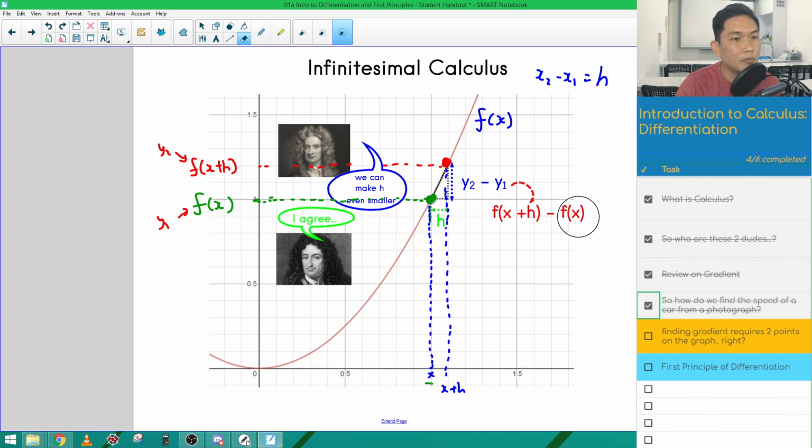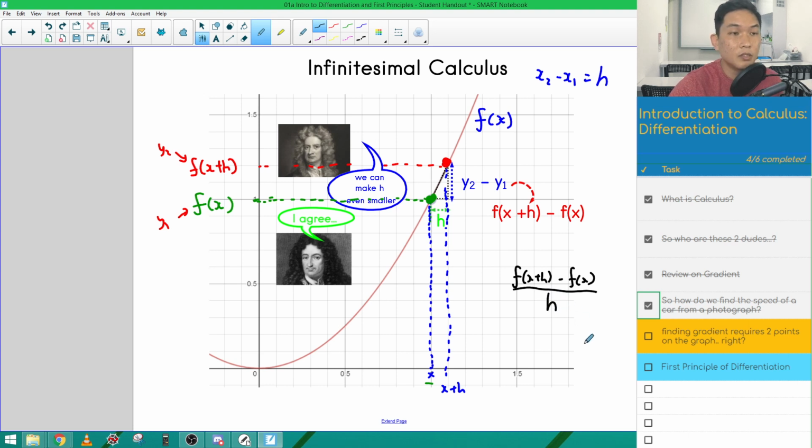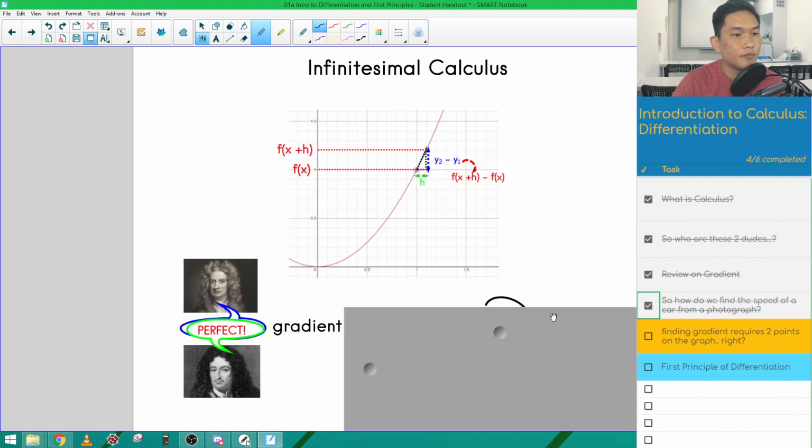y2 minus y1 will become this. Yeah, y2 minus y1 is f of x plus h minus f of x. Which means if I wanted the gradient, rise over run is very simply y2 minus y1 over x2 minus x1. This will be the gradient. This is also rise over run. All right, I'm going on to the next page so you can see this.